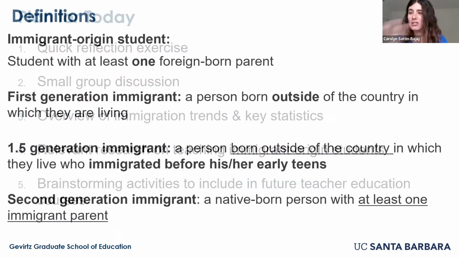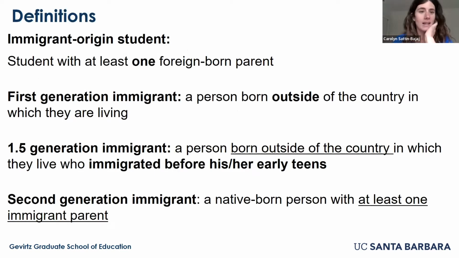Okay, so just so that we're all on the same page, when I talk about immigrant origin student, what I'm referring to is a student with at least one foreign-born parent. And in the academic literature, and this is frustrating because in regular parlance, first generation usually means the first generation born in the US.